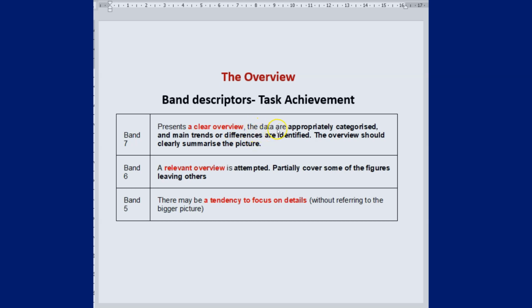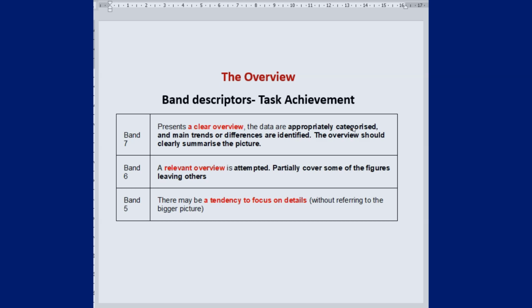It means the data will be appropriately categorized. So when you are writing the overview, the examiner expects you to put your points in categories. So if it's about those that move high should be compared to those that move low, it has to be well categorized. And the main trends and differences are also identified.